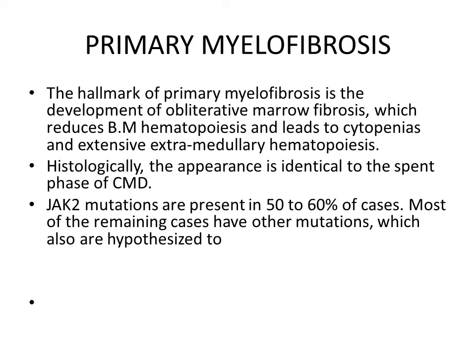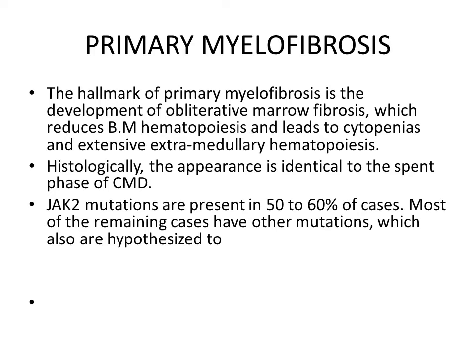The hallmark of primary myelofibrosis is the development of obliterative marrow fibrosis, which reduces bone marrow hematopoiesis and leads to cytopenias and extensive extramedullary hematopoiesis. This means that in this disease there is too much fibrosis of the bone marrow.